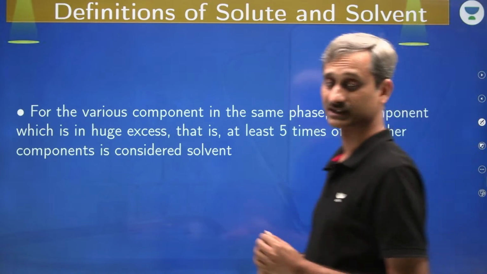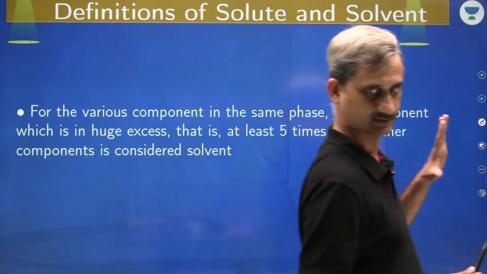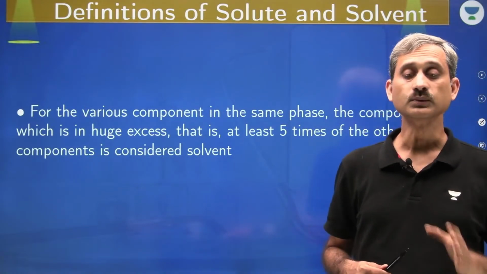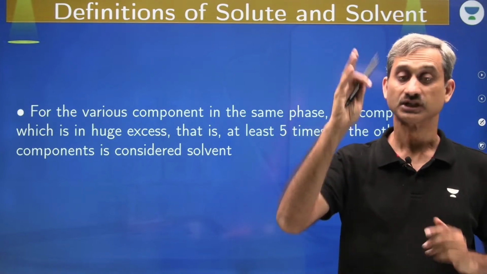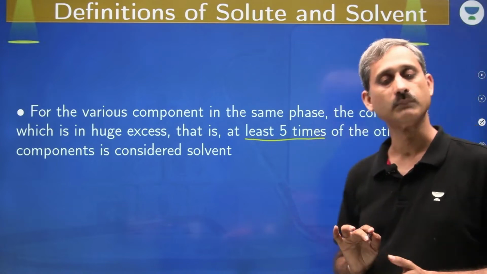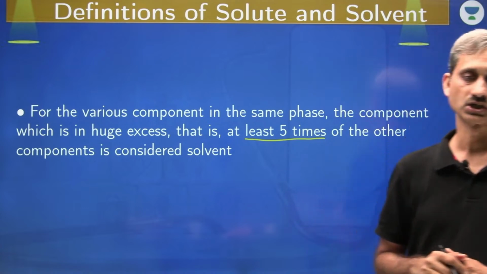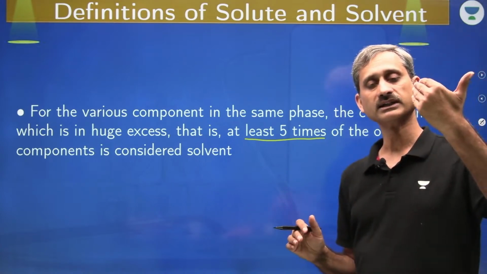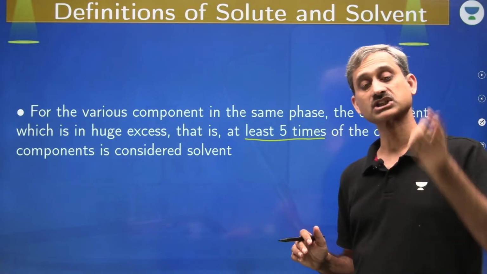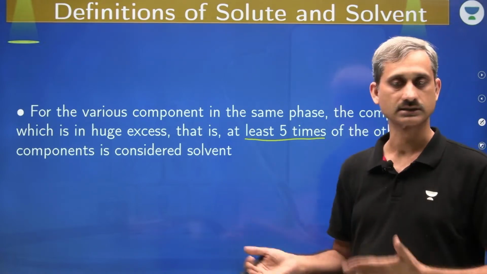Now let's have another thing. If the various components are in the same phase, the component which is in huge excess, and huge excess means it has to be at least 5 times of any other component, is considered the solvent. So if one component is 1, then the solvent should be at least 5. It can be more than that, but not less than that.